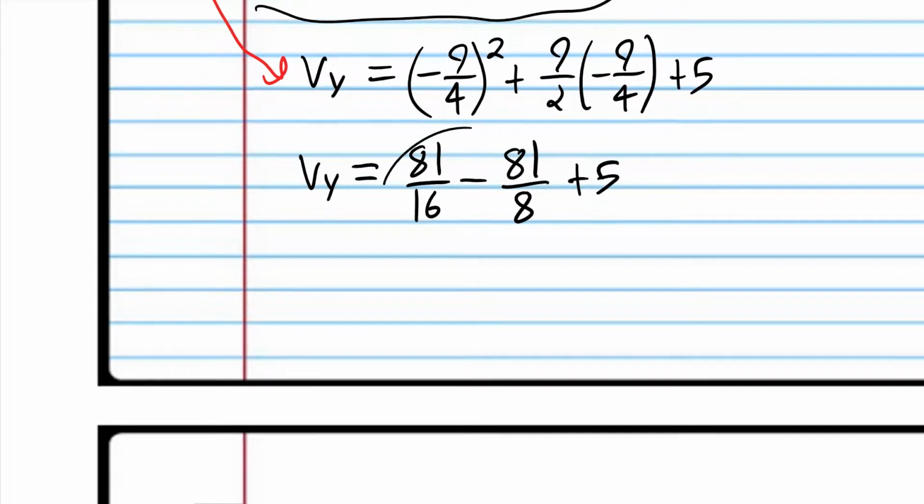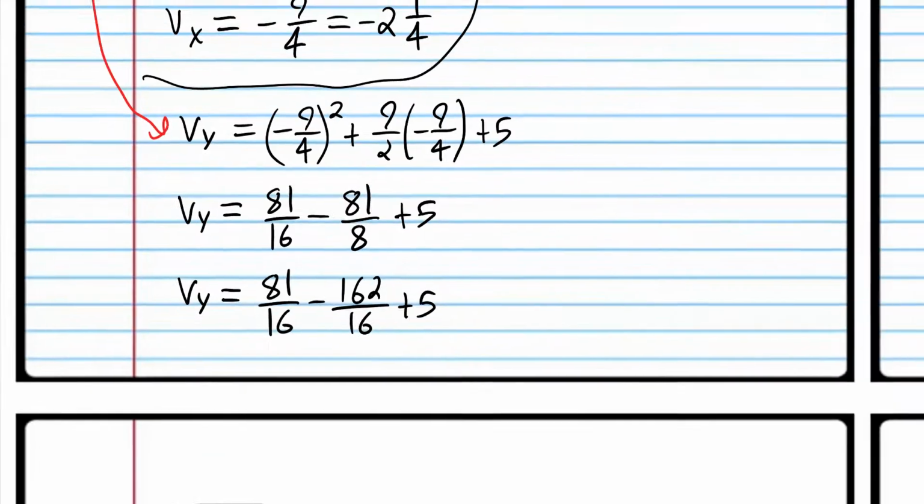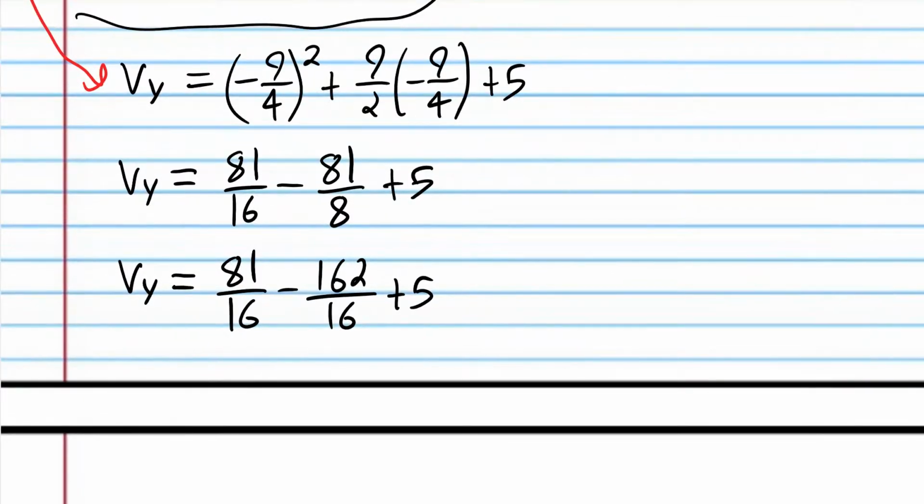So now we need a common denominator here, so I'm going to multiply both sides of this fraction by 2, and we get kind of a big number there. Sorry I gave you such a big number. We get 162 over 16. And 81, now we have a common denominator, so 81 minus 162 is negative 81.